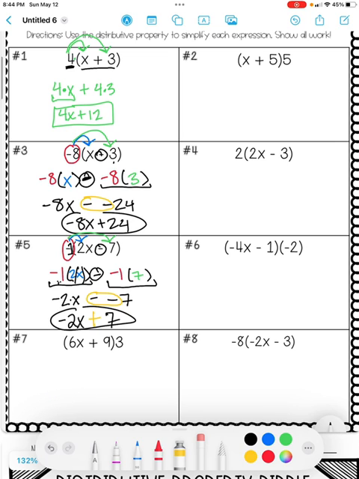I can't remember which. This means, though, that the quantity 6x plus 9 times 3 is the same as 3 times 6x plus 9. So the distributive property works even though the constant was on the right side of the expression instead of in front of the parentheses on the left side, because I can multiply in any order. So the same concept applies. We're distributing the number 3.